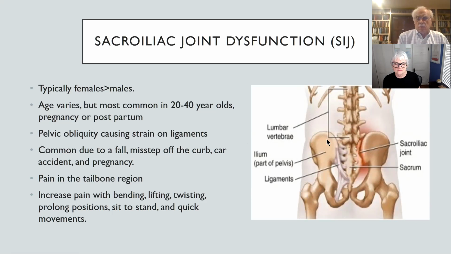So what happens is you get a pelvic obliquity where maybe one portion of the hip is kind of coming forward or up or down compared to being even. This can typically come from a fall, stepping off a curb too hard, and you feel like a jolt in that hip, in that back region, a car crash, or again, pregnancy as well.